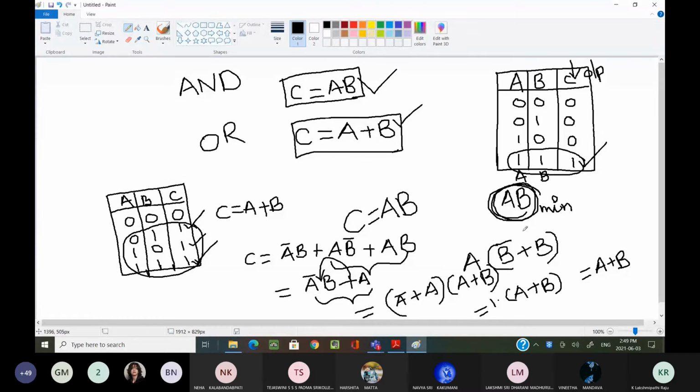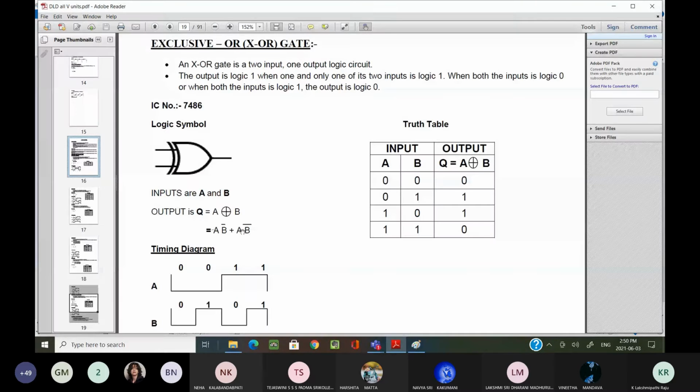Sir, why are you telling all these things? Because here some people had a doubt. In this case, some people had a doubt about how I have written this expression.